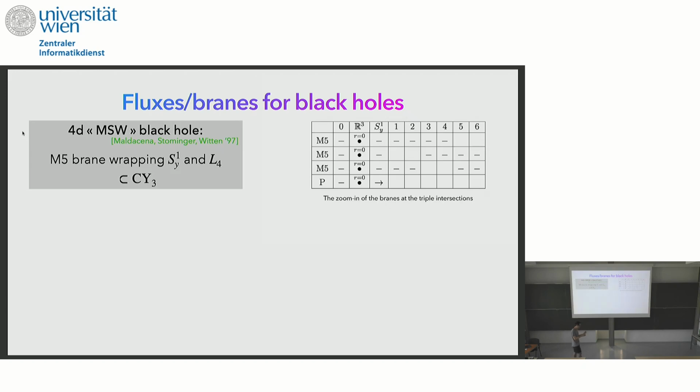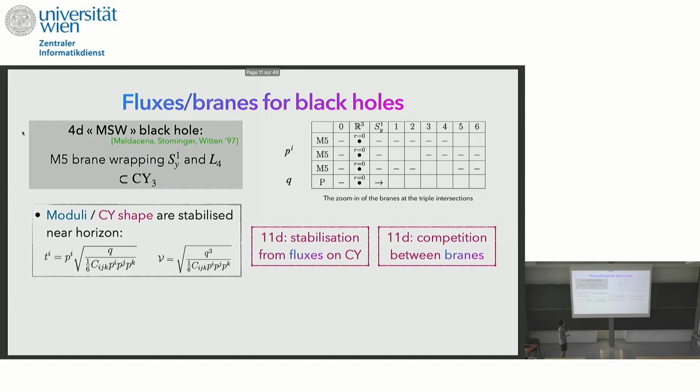You have this brane, you back-react, and in gravity that gives you a black hole solution. The brane system is point-like in R3, and that gives you a four-dimensional black hole. From the four-dimensional perspective, there is the attractor mechanism. It tells you that the moduli, the T^i and let's say some volume, are stabilized near the horizon.